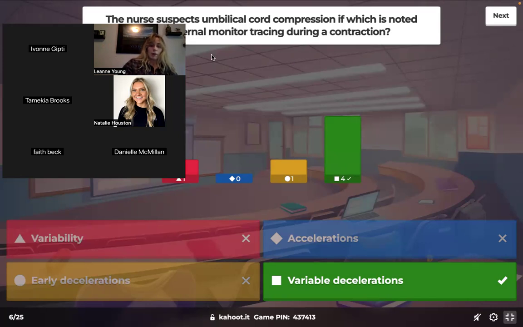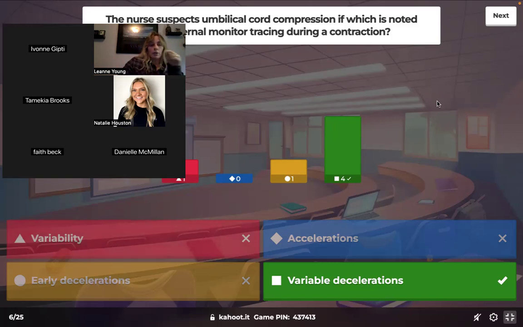Variability on your tracing is a normal finding. That's what we want to see. That's just when the baseline is pretty steady and you have like the motion in the baseline. No big drops or big accelerations. That's just variability, is just the movement of the baseline.